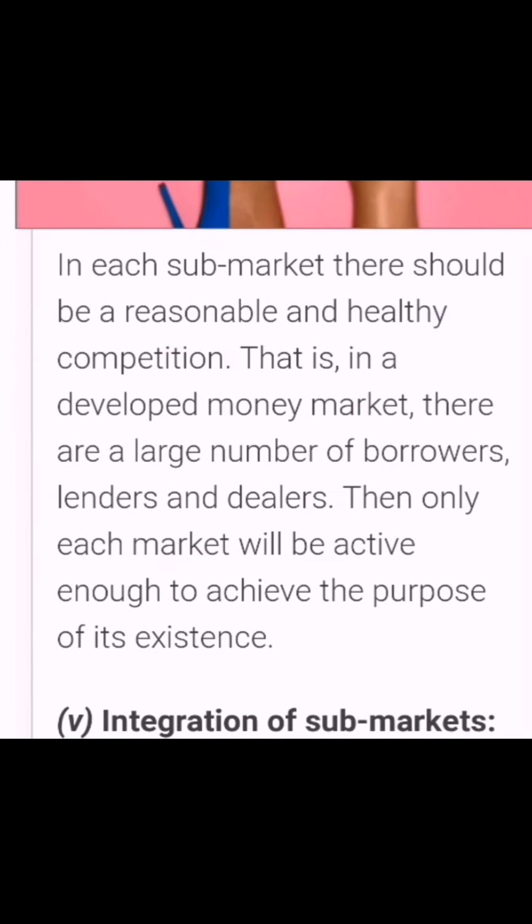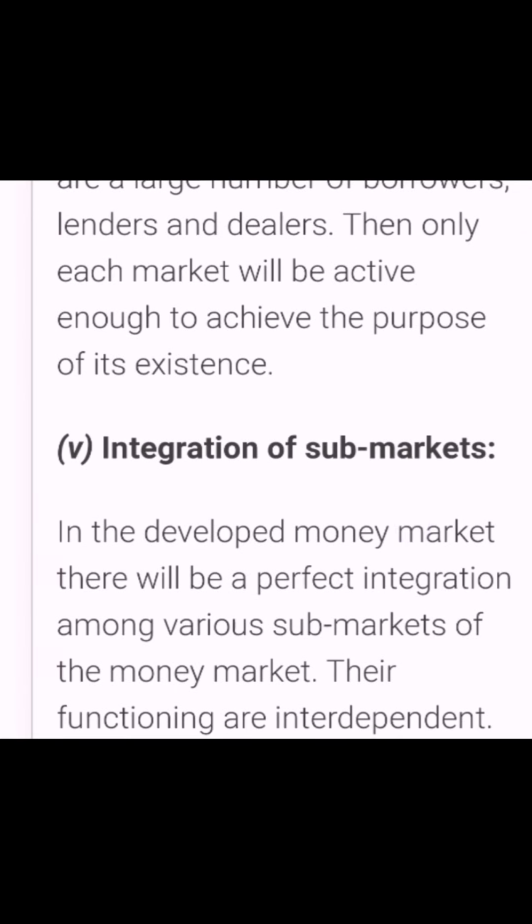So number 4, prevalence of healthy competition. In each submarket, there should be reasonable and healthy competition. That is, in a developed money market, there are a large number of borrowers, lenders, and dealers. Only then will each market be active enough to achieve the purpose of its existence.